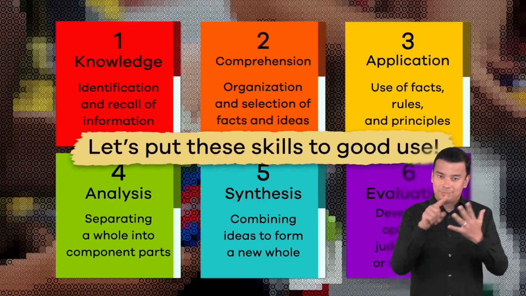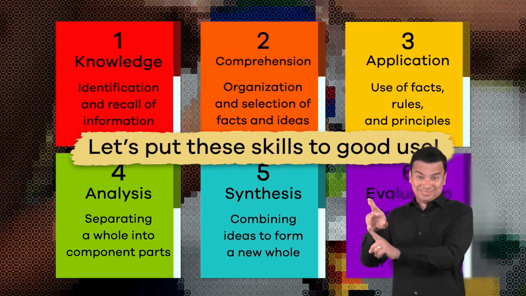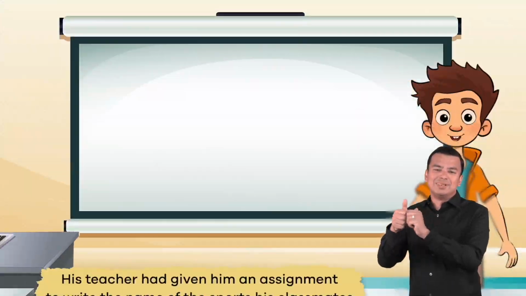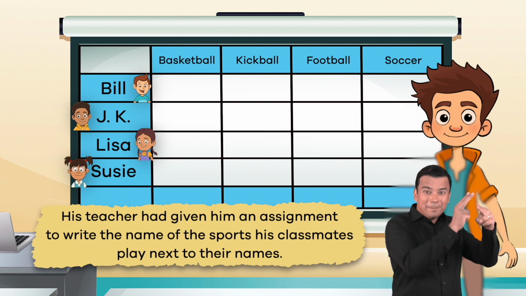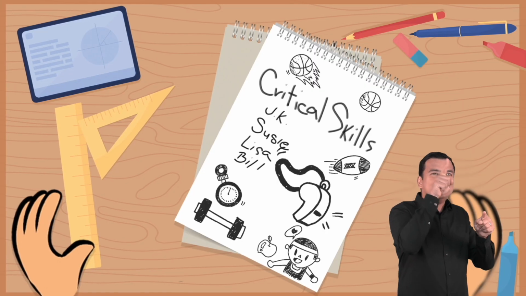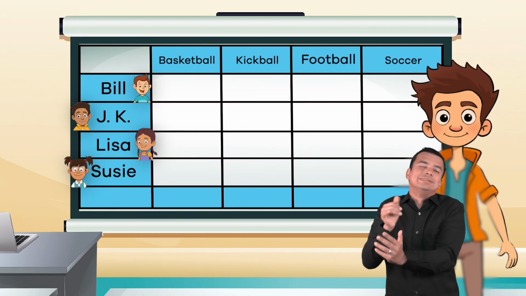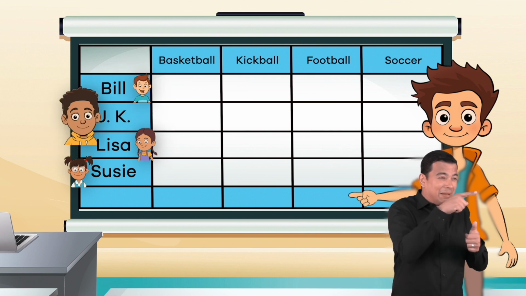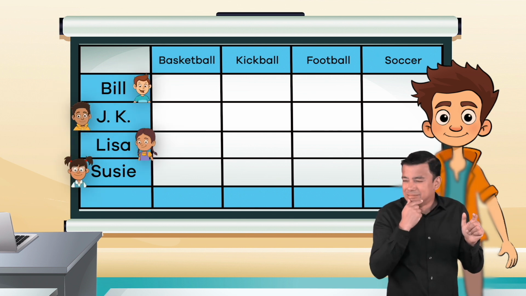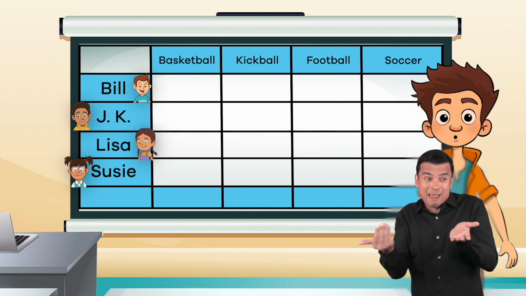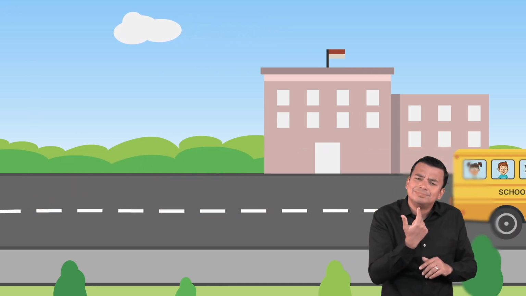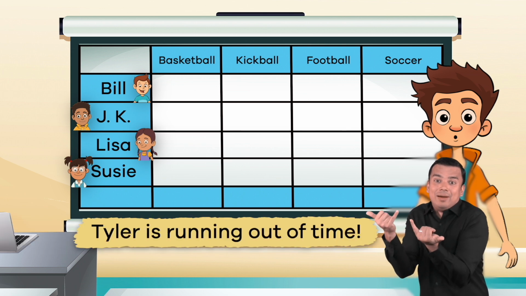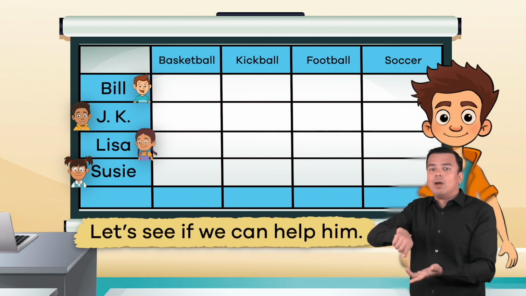Okay, now let's put these skills to good use and help our friend Tyler out. Tyler has a problem. His teacher had given him an assignment to write the name of the sports his classmates play next to their names. But Tyler did not take great notes. So, he has to remember what sports 4 of his classmates, Bill, JK, Lisa, and Susie, like to play. The worst part? He cannot ask them again because all of them are on a field trip. What a bummer! Since the assignment is due today, Tyler is running out of time. Let's see if we can help him.